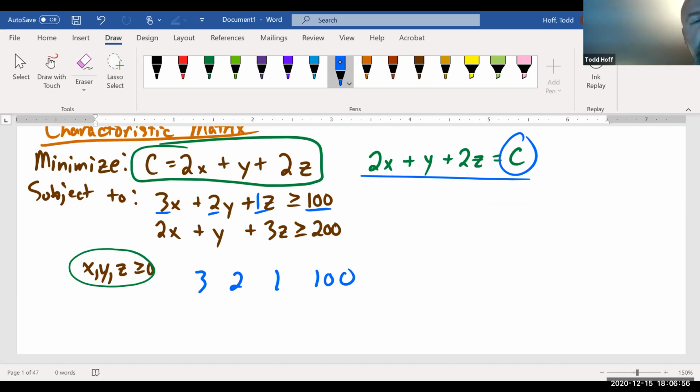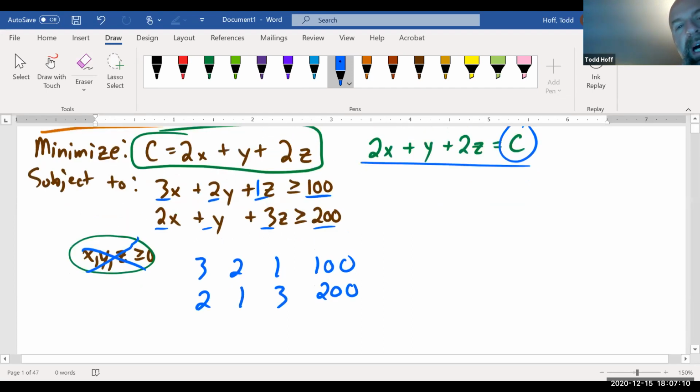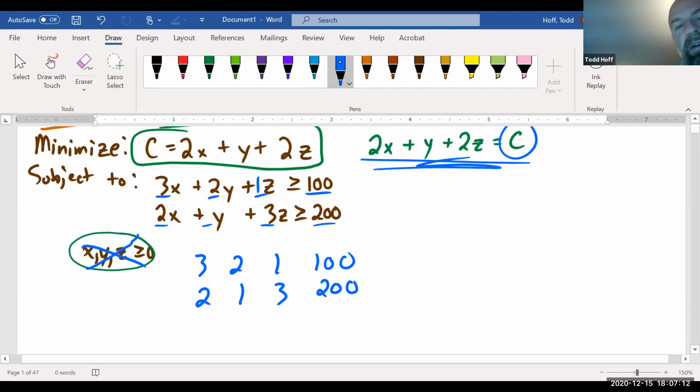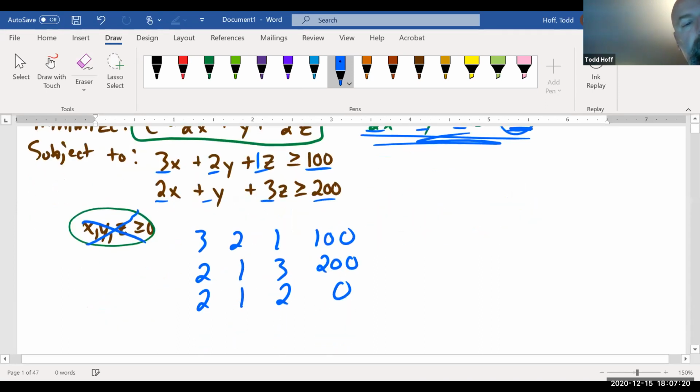The second row of our matrix will be 2, 1, 3, and 200. Again, we ignore the trivial constraints, the x, y, and z all greater than or equal to 0. And the bottom row, the third row, is going to be then our objective function, all that's left. So 2, 1, 2, and 0. And remember, we said we put in 0 for c. This is that characteristic matrix.